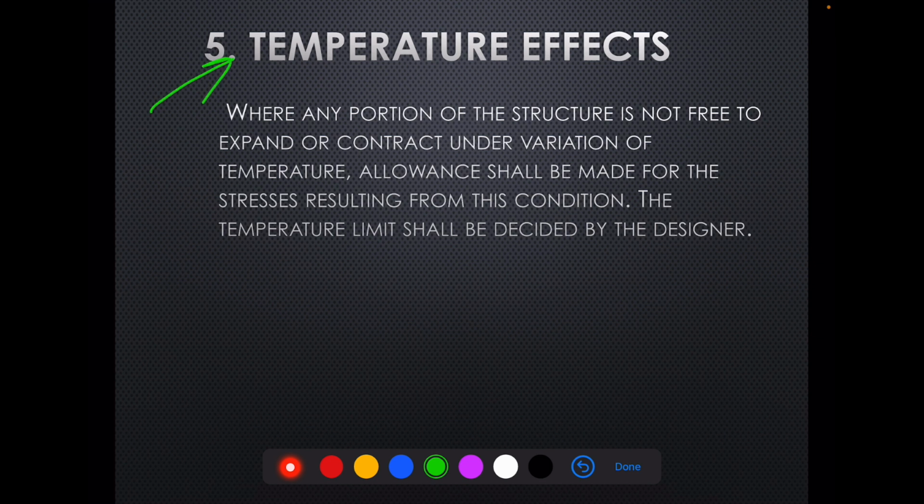Then we have temperature effects, where any portion of the structure is not free to expand or contract under variation of temperature. Allowance shall be made for the stresses resulting from this condition. The temperature limit shall be decided by the designer.